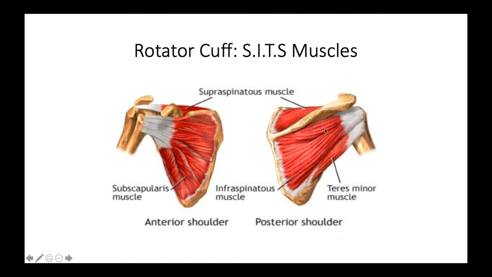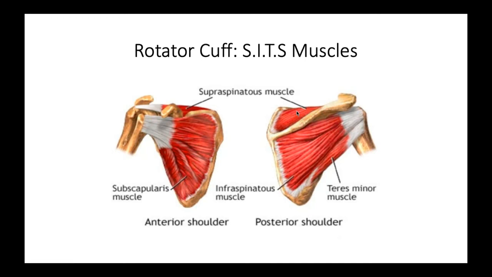And again, their actions, AB, EX, EX, IN. Abduction, external rotation, internal rotation. Supraspinatus, infraspinatus, teres minor, subscapularis. Okay. The one that is torn most commonly is the supraspinatus.